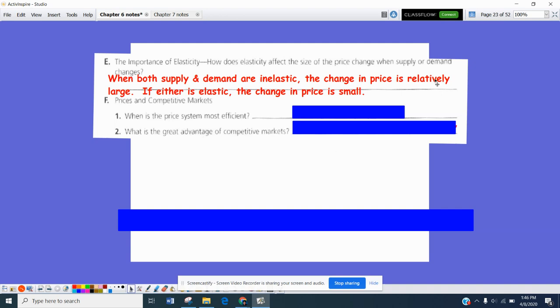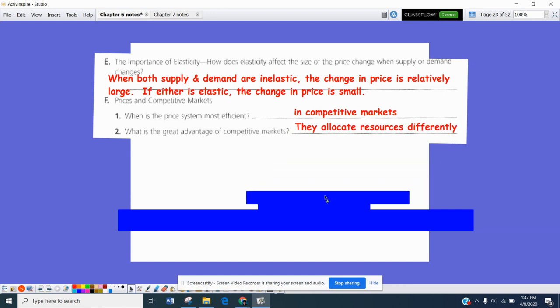Prices in competitive markets. When is the price system most efficient? That's when we are in a very competitive market, because for the most part, people will be looking for the bargains, and they're going to move around until they find the price that they're willing to pay, typically a lower price. What's the great advantage of a competitive market? It definitely helps with allocation of resources. Resources will have to be allocated a little differently if there's a competitive market out there.